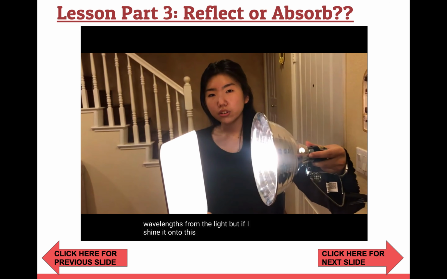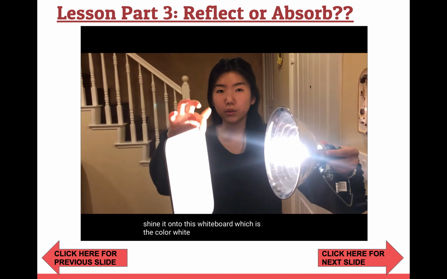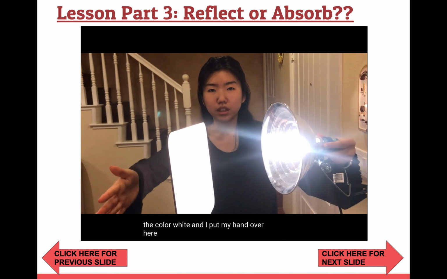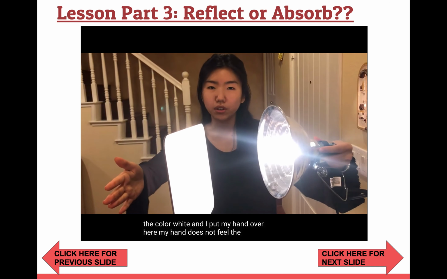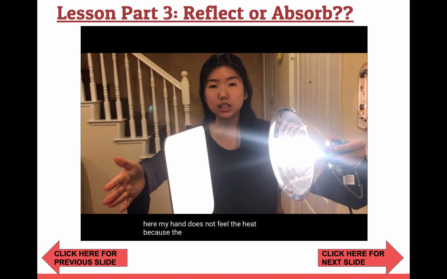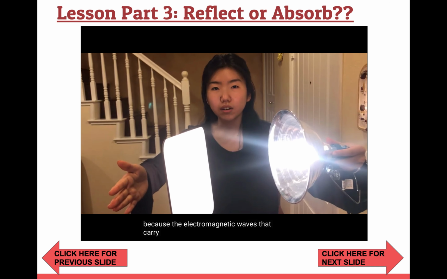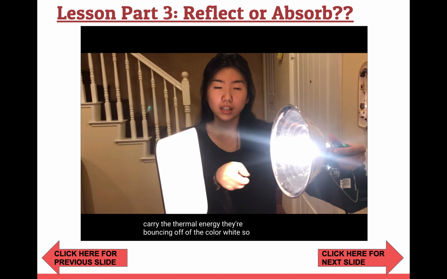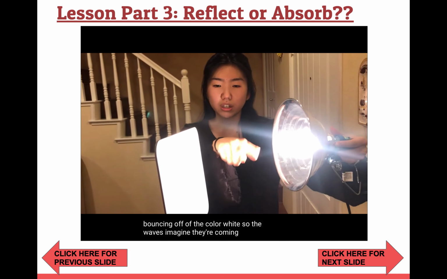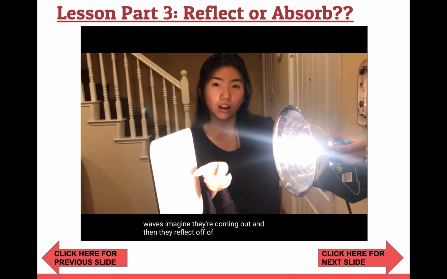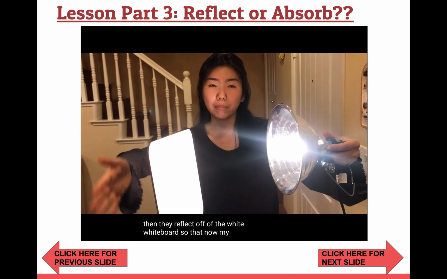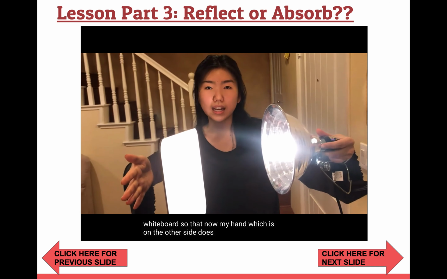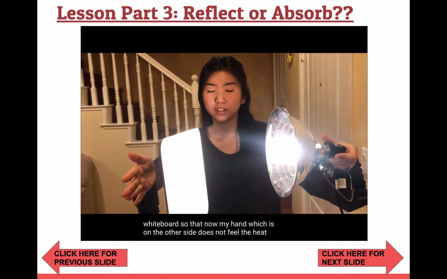But if I shine it onto this whiteboard, which is the color white, and I put my hand over here, my hand does not feel the heat because the electromagnetic waves that carry the thermal energy, they're bouncing off of the color white. So the waves, imagine they're coming out and then they reflect off of the white whiteboard so that now my hand, which is on the other side, does not feel the heat.